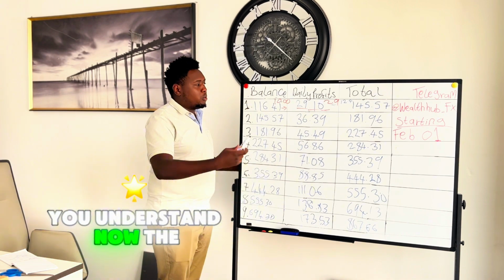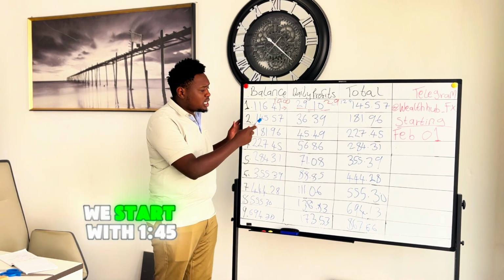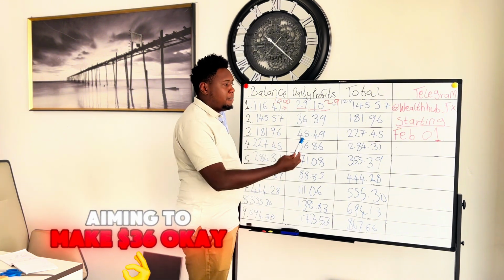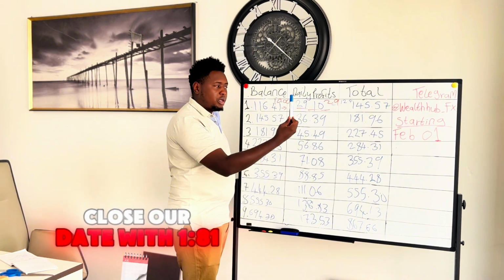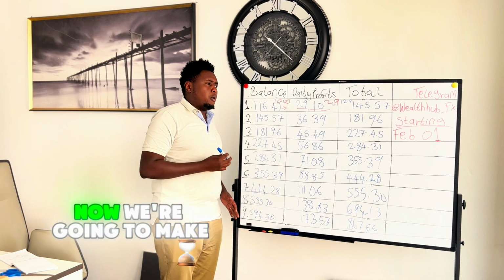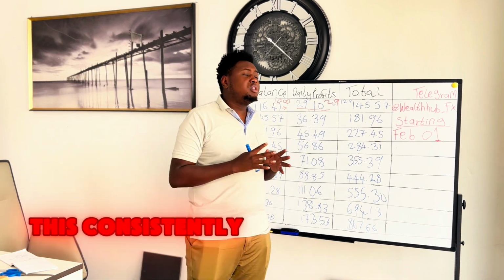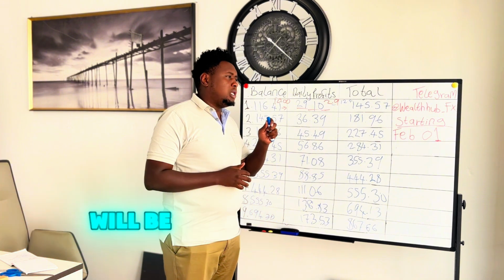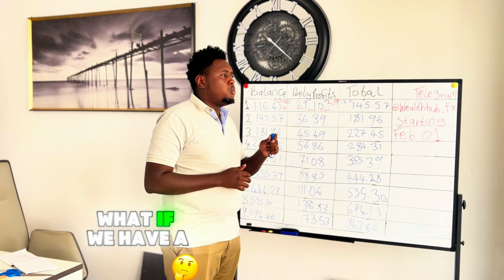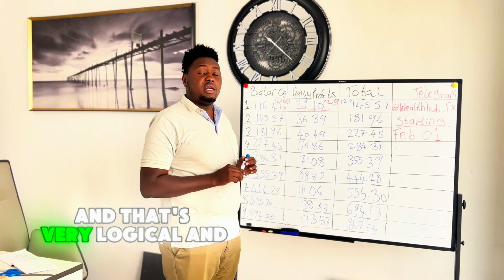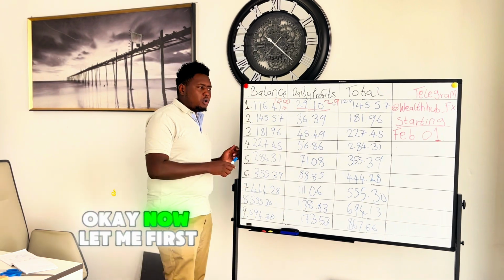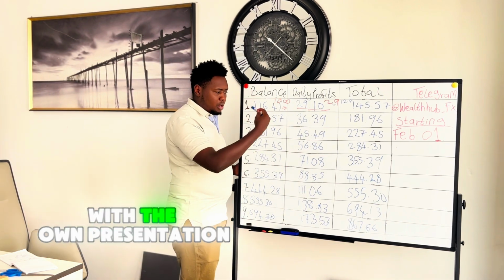You understand? Now, the second day, we start with 145, aiming to make $36. The same way we close our day with 181. Now, we are going to do this consistently. I know your question will be, what if we have a losing day? And that's very logical and very realistic. Now let me first finish with the whole presentation.